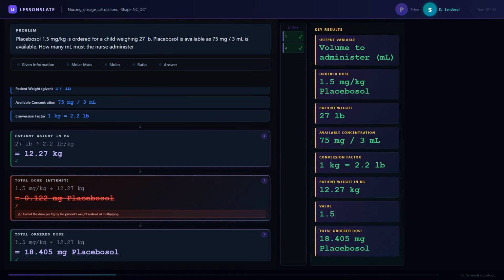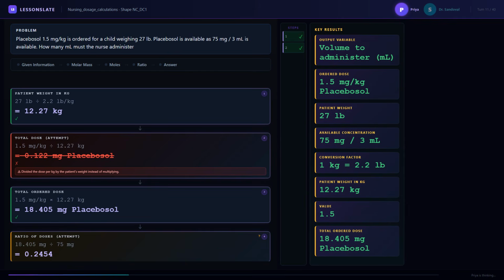Now that we know the total dose, what's our next step, considering the drug is available as 75 milligrams per 3 milliliters? Okay, so we have 18.405 milligrams that we need to give. The drug is available as 75 milligrams per 3 milliliters, so I need to figure out how many 75 milligram portions are in 18.405 milligrams, right? I'll divide 18.405 milligrams by 75 milligrams. I get 0.2454. So, is that the number of milliliters?